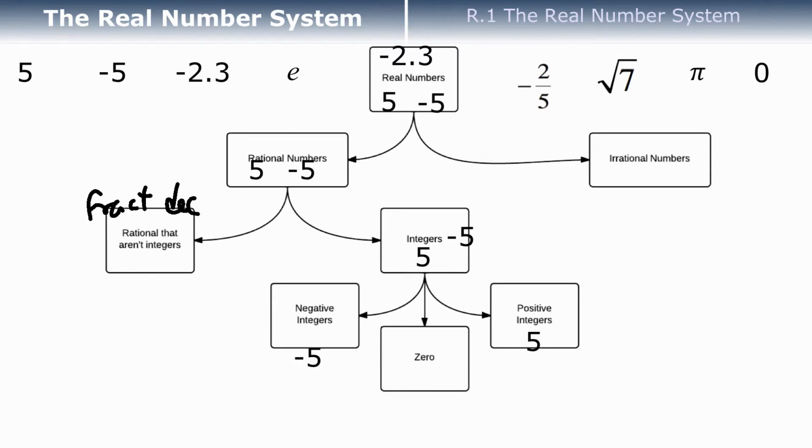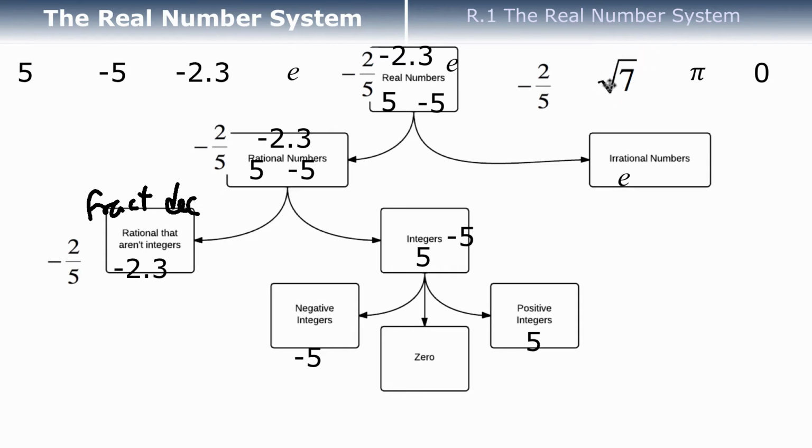-2.3, it's real. It's a rational number. But in this case, it's a decimal or fraction, so it belongs over there. It's not an integer. Okay, here the number e, it's actually an example of an irrational number. So it would be a real number, but it also would be an irrational number. And none of those over there. Negative 2/5, that's a fraction, so it's a real number. And it's a rational number. And it's a fraction. So it's over here with the decimals and fractions. Root 7, anytime you have a square root, not cube root, but I guess cube root too.